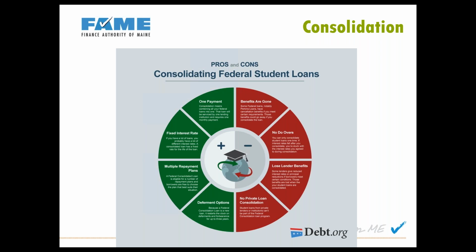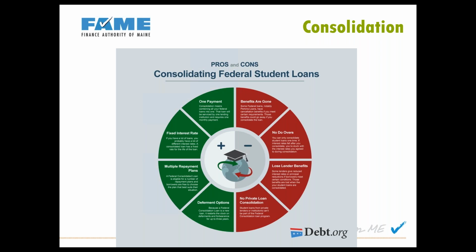So some of the pros: if you have multiple student loans, you can combine them into one loan. Maybe if you had a variable interest rate, meaning your interest rate changed from time to time, so sometimes your payments would change, and you don't want that variable rate loan.